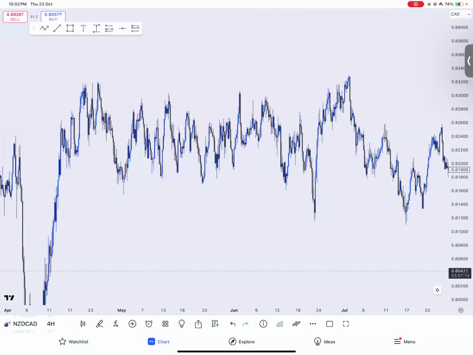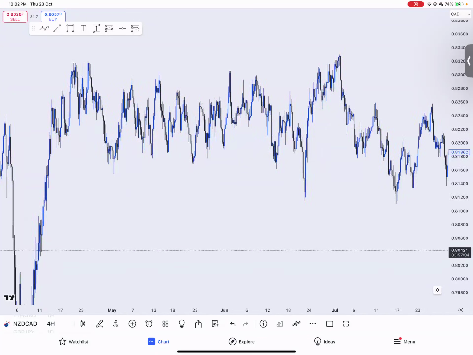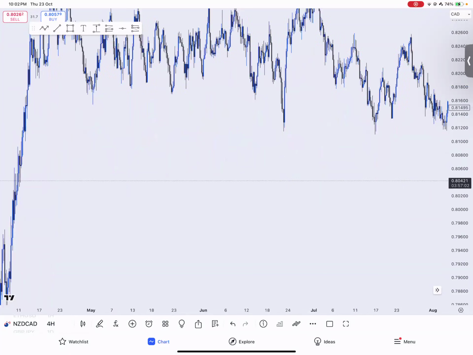So ranging liquidity is when the market is consolidating or ranging between two sides, which are the sell side liquidity and the buy side liquidity.